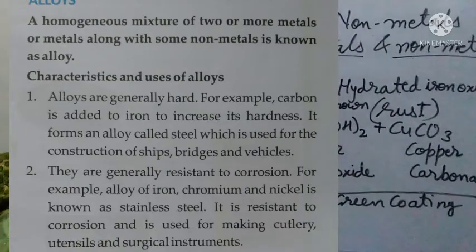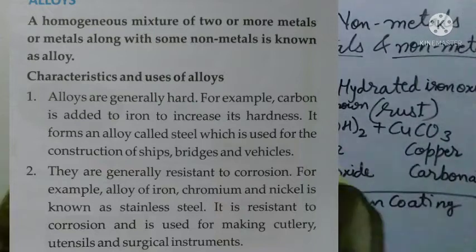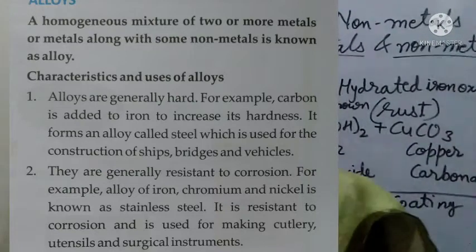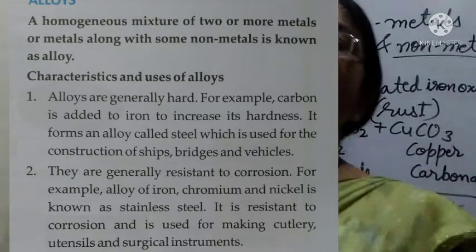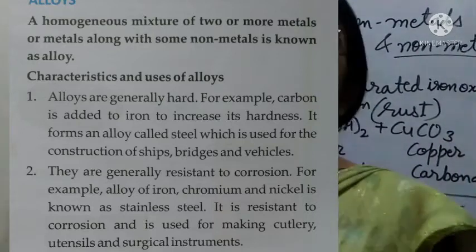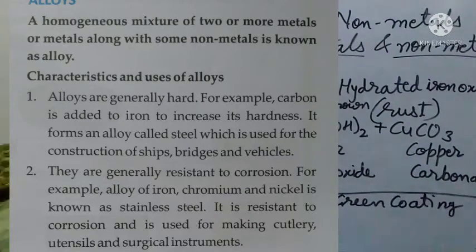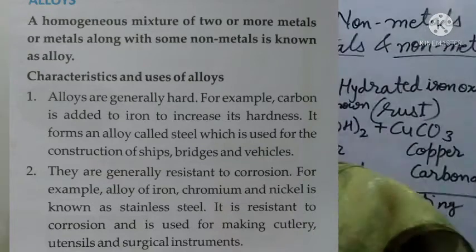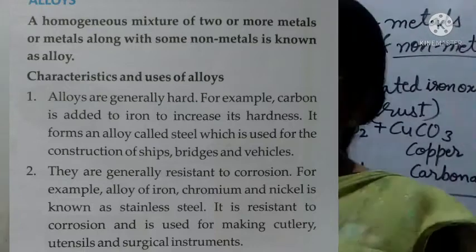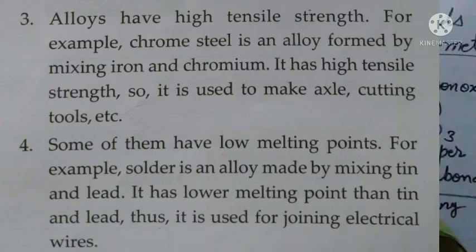First, alloys जो होते हैं generally hard होते हैं, and that's why iron when mixed with another non-metal, that is carbon, आयरन एंड कार्बन are mixed, then steel is formed and it is used for construction of ships, bridges and vehicles etc. Then second thing, generally alloys are resistant to corrosion. That's why iron when mixed with chromium and nickel, stainless steel is formed, जिस पर जंग नहीं लगता, रस्टिंग नहीं होती. Now alloys have high tensile strength, for example chrome steel is an alloy formed by mixing iron and chromium, और इसकी ज़्यादा टेंसाइल स्ट्रेंथ के कारण it is used to make axles, cutting tools etc.